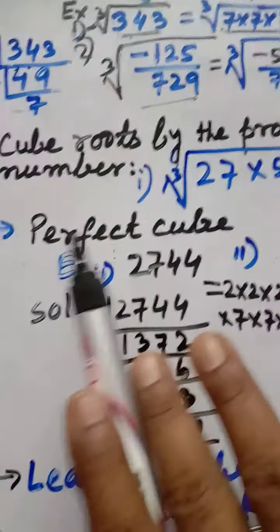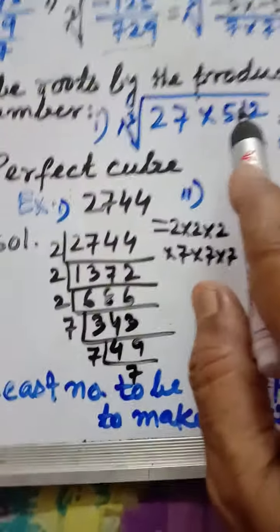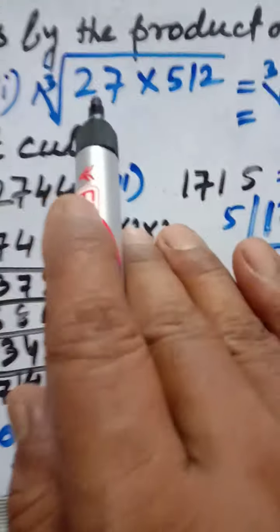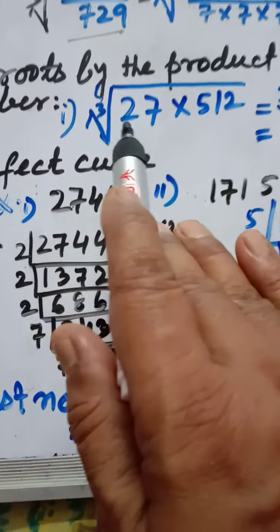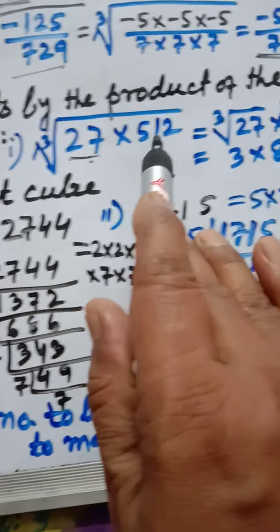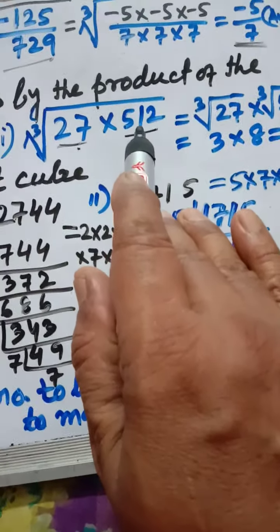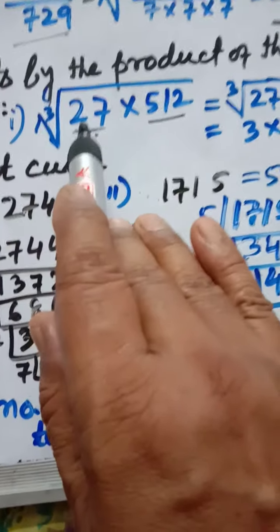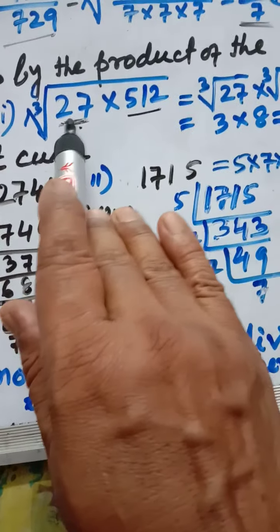Okay, and now how will you find the cube root by a product of a number? This is possible when both numbers are perfect cubes. Suppose I have taken an example as cube root of 27 into 512. See, 27 is the cube of a number, that is 3 cubed, and 512 also is the cube of a number, that is 8 cubed. So as a product, you are finding the cube root, it is the cube root of whom?